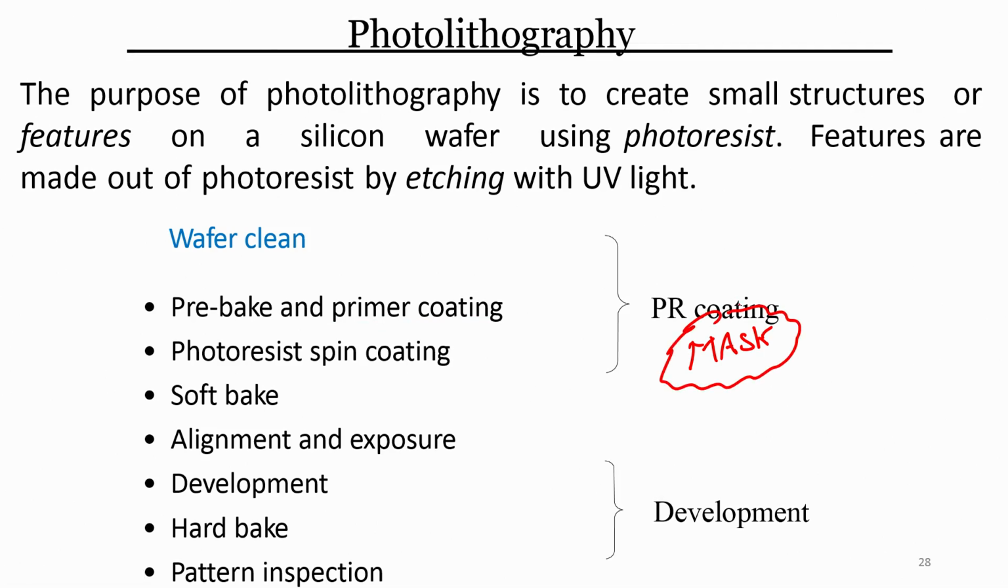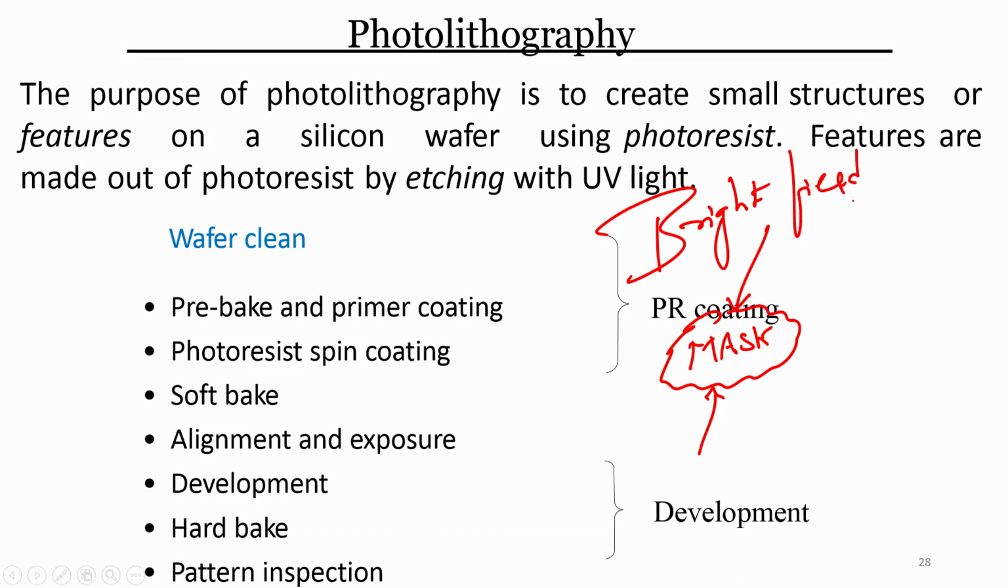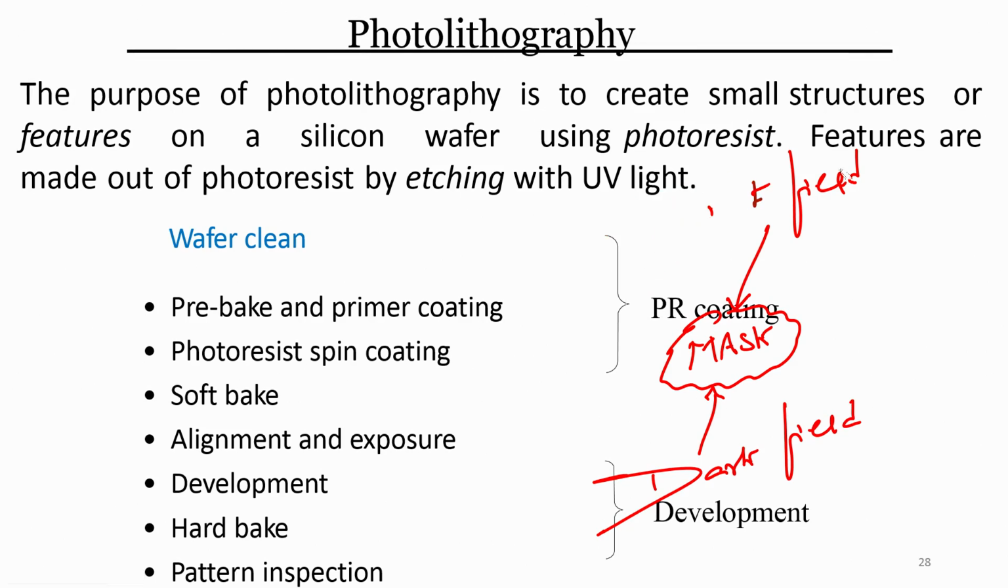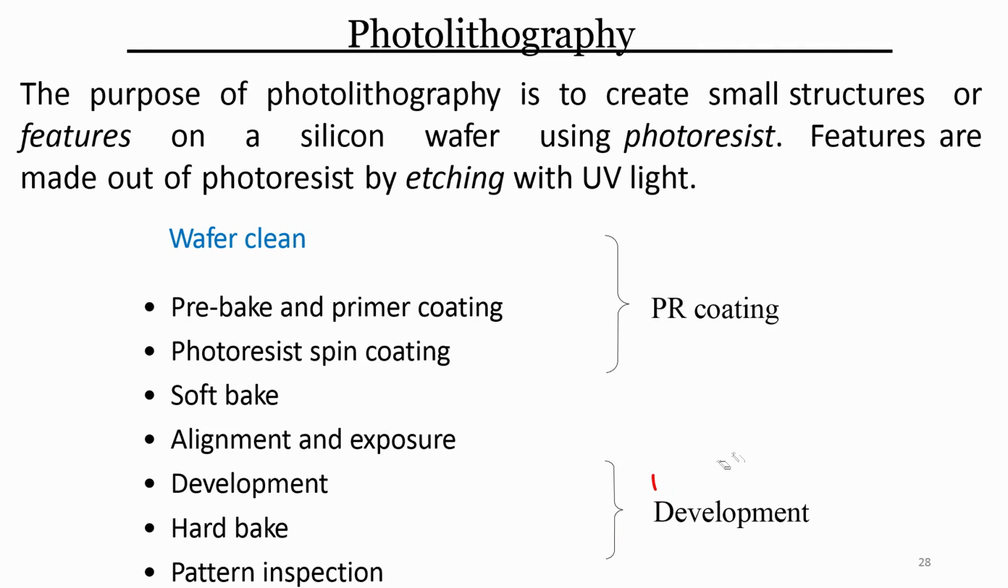And when we talk about masks, masks are of two types, bright field and dark field. Bright field and dark field masks, right. So, this is about your alignment and exposure. After that you have to develop the wafer. Developing the wafer can be done with the help of photoresist developer.